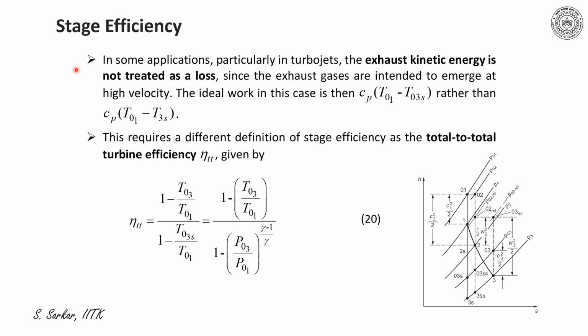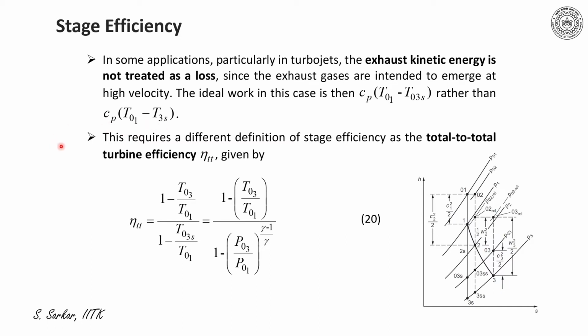Now in some applications, particularly in turbojet engines, the exhaust kinetic energy is not treated as a loss, since the exhaust gases are intended to emerge at high velocity, which leads to thrust of the engine. The ideal work in this case is then Cp into (T01 minus T03S), rather than Cp into (T01 minus T3S).